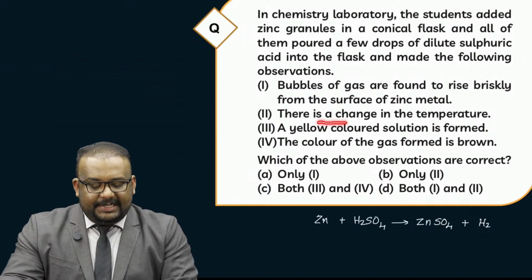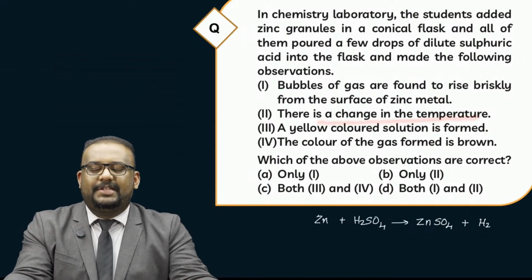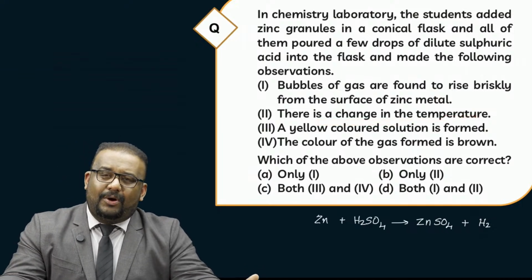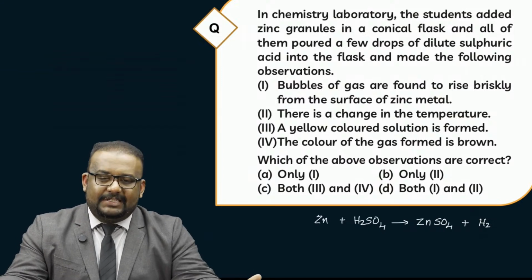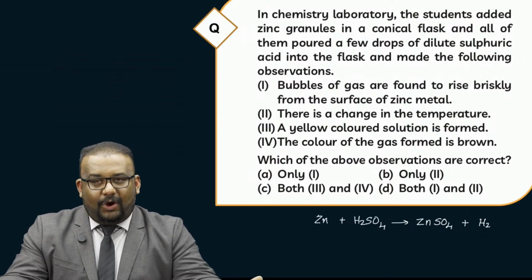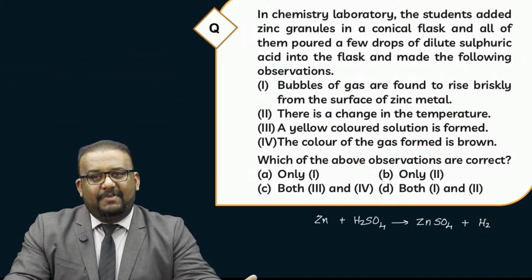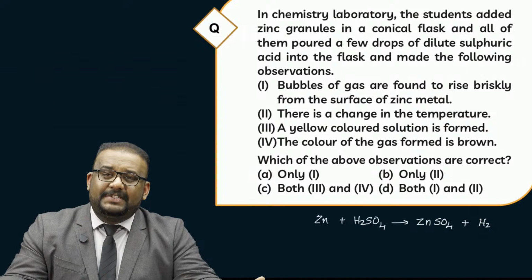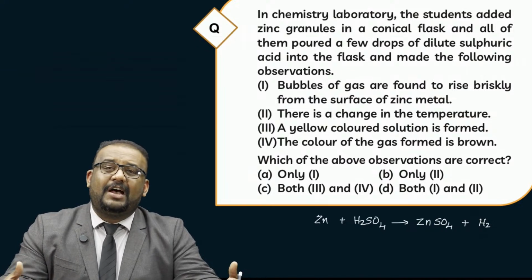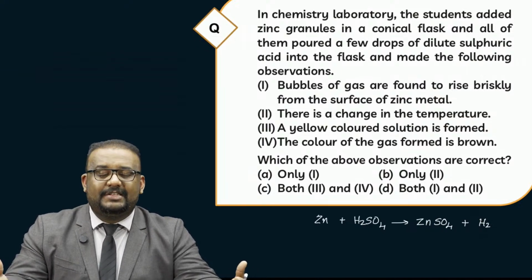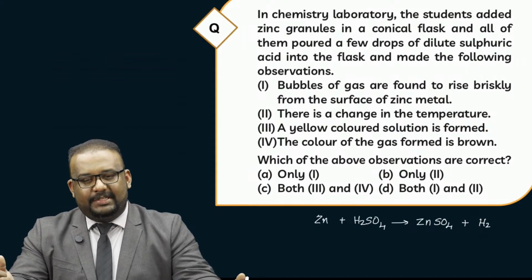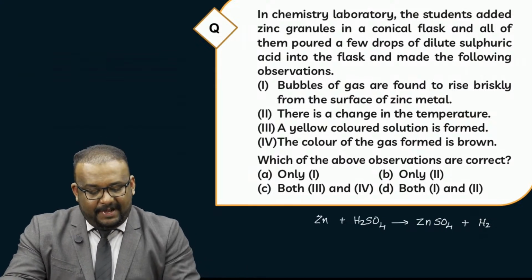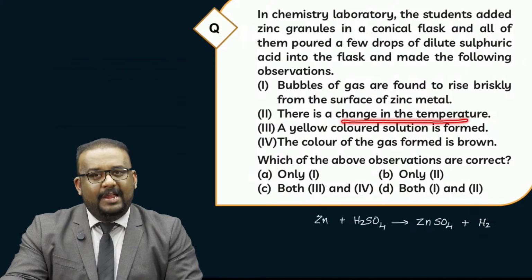Then there is a change in the temperature. We have studied a lot of reactions where metal plus acid reacts to form salt and hydrogen gas. Especially the one which you learned in the textbook is the reaction between zinc and hydrochloric acid, and you have seen that it's a highly exothermic reaction. It releases a large amount of heat during this reaction. So as a result, definitely you will be observing a change in the temperature.